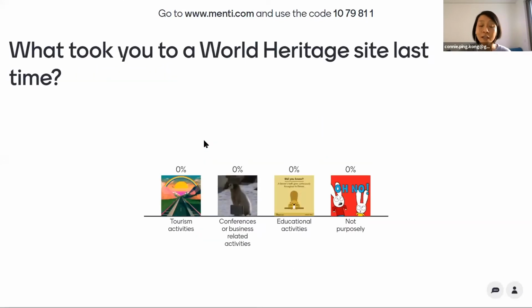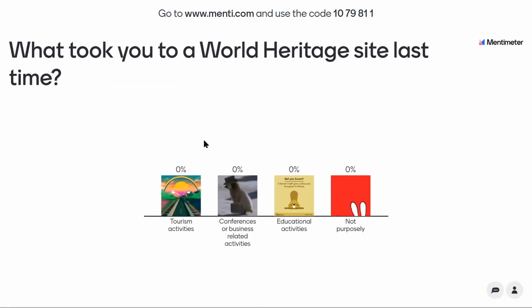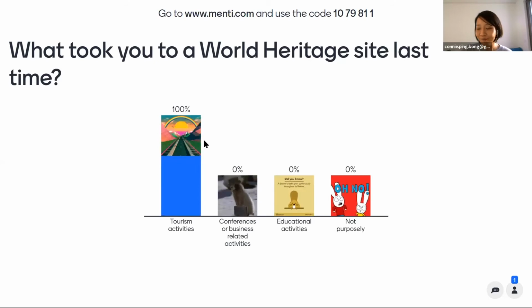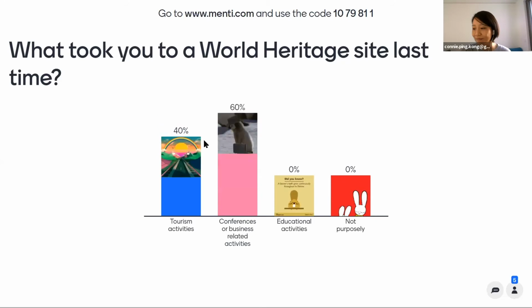Good. So the second question, if you can see, is a very simple multiple choice, or single choice as you wish. What took you to a World Heritage site last time? You can link to these nice gift pictures. Thank you.